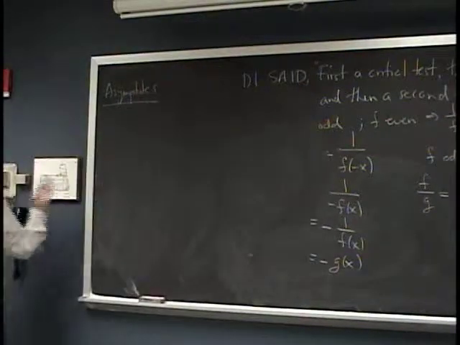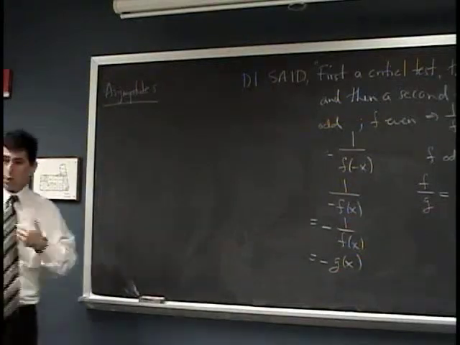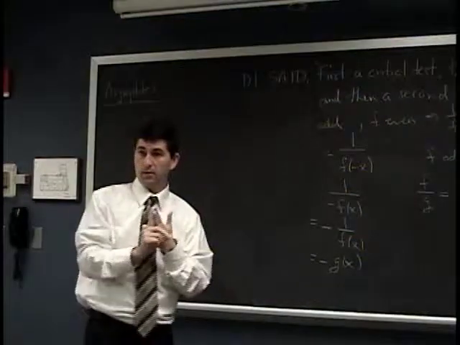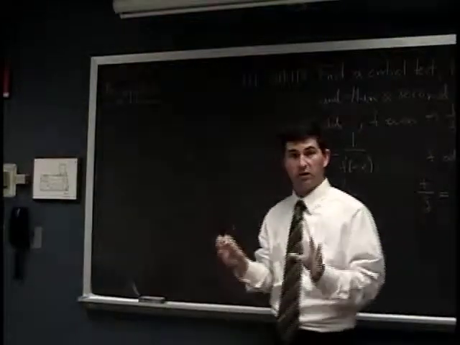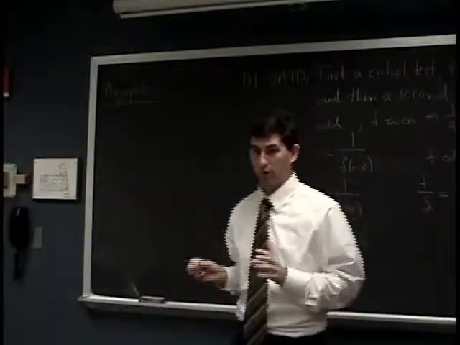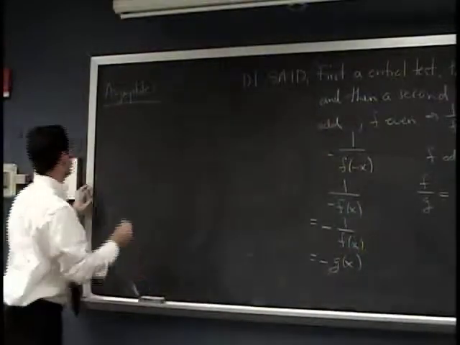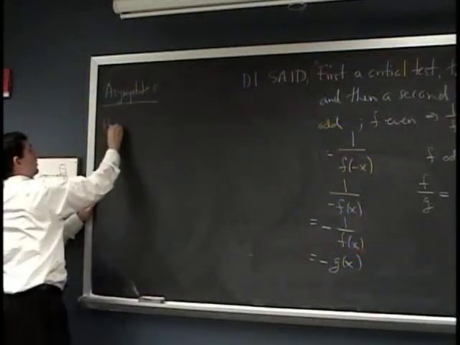All right, so like I said, there's going to be three kinds of asymptotes: horizontal, vertical, and slant. But we're going to be mostly concerned with horizontal and vertical. So let's start with horizontal.